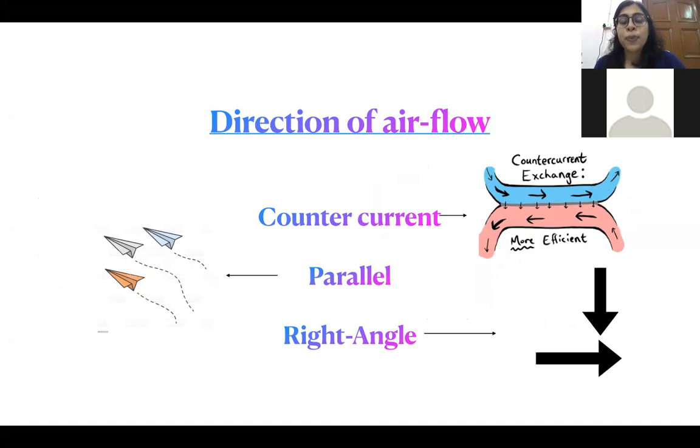Then comes direction of air flow. Depending upon the direction of air flow, the types may be counter current, as you can see in the picture. In one direction the air flows, and in the other direction the product flows. Then parallel, where both the product and the air flow in the same direction, and then at right angles, where the product flows at right angle to the air flow. Is that clear?